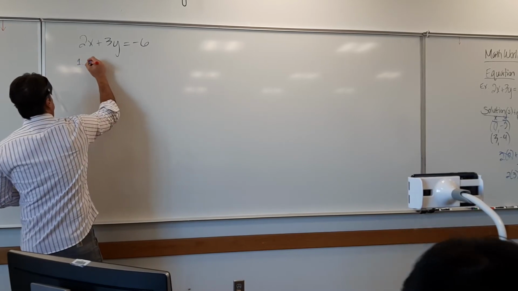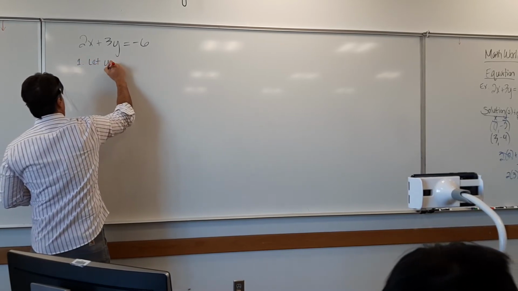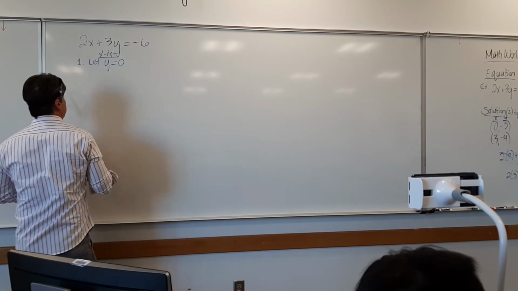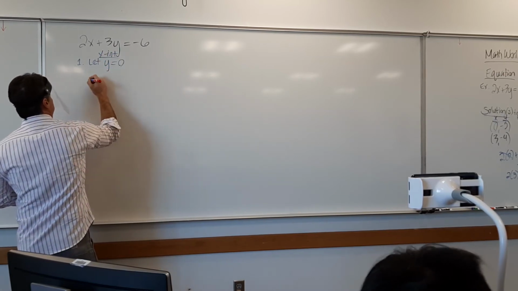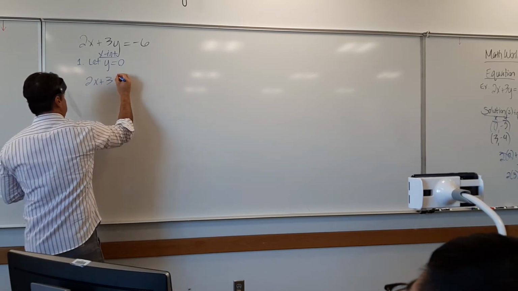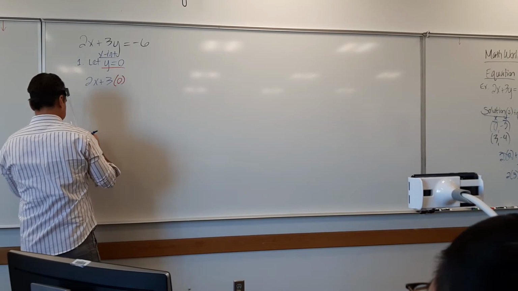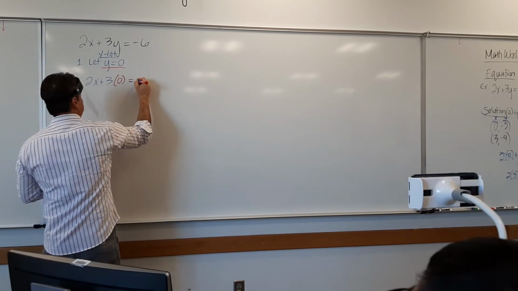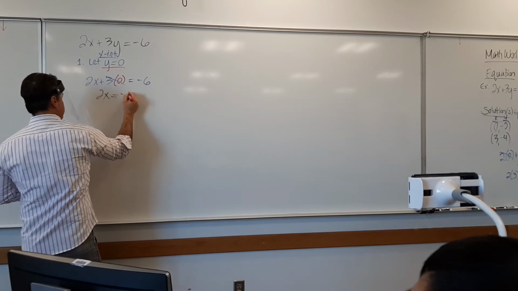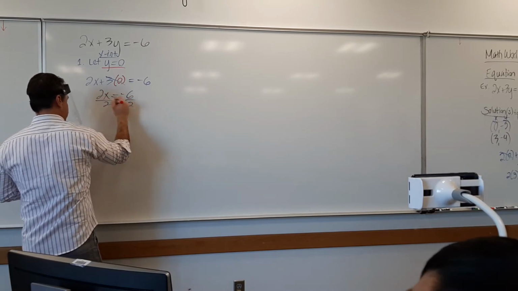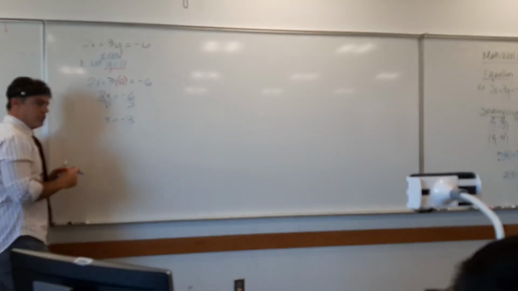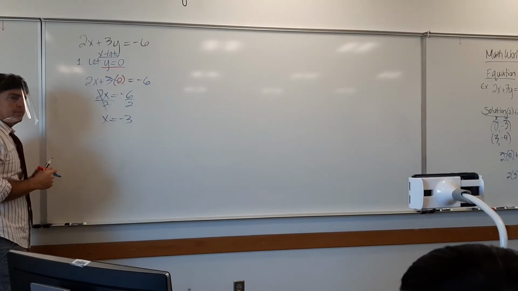So for step number 1, we're going to let y equal 0, because we are finding the x-intercept right now. So we will take 2x plus 3 times 0 equals -6. This cancels. We get 2x equals -6. We divide by 2 and divide by 2. We get x equals -3. What's my first ordered pair? (-3, 0).